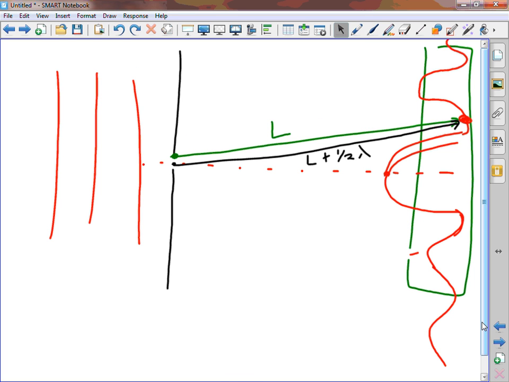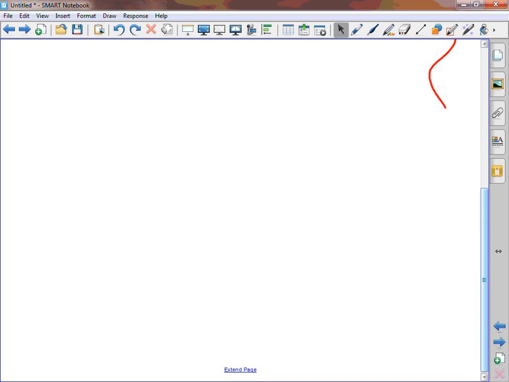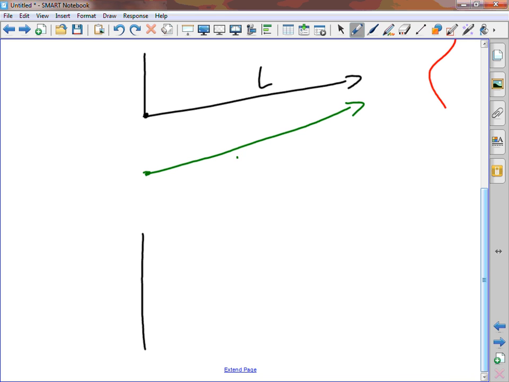I'm going to come down here and redraw this, blowing it up and making the slit a lot bigger. I have one ray going like this, that was length L. I had one starting here from the center, going up, this was L plus 1/2 lambda, intersecting on the string, causing destructive interference. Now let me label the entire slit width B.